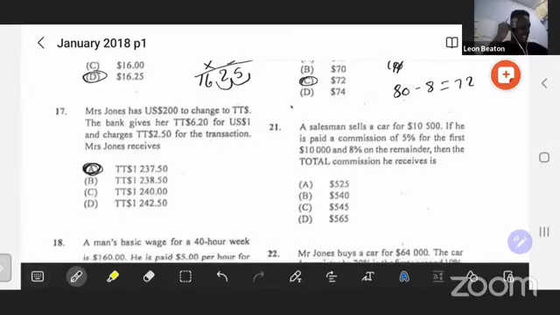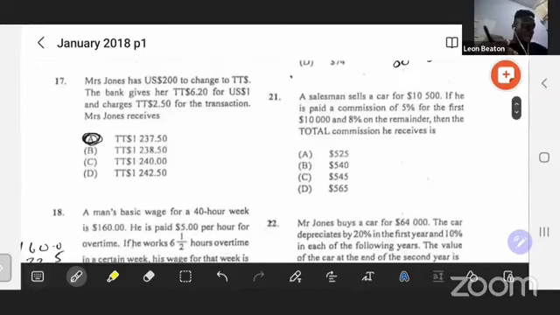So number 21 says, a salesman sells a car for $10,500. If he is paid a commission of 5% for the first 10,000 and 8% for the remainder, then the total commission he receives is, and we know what you mean by commission.